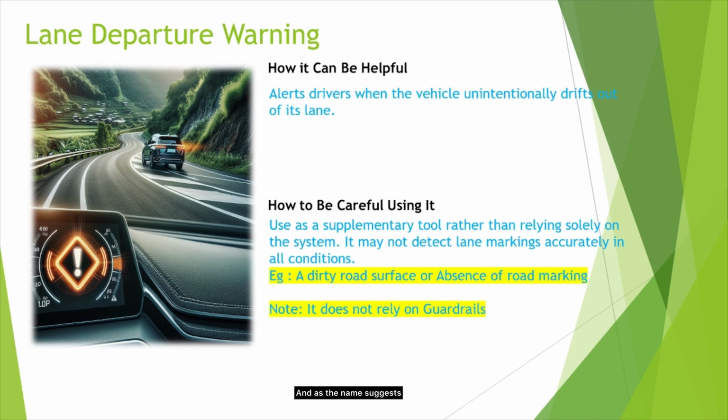Let's move on to the next one, and this is the lane departure warning system. As the name suggests, these systems alert drivers when the vehicle unintentionally drifts out of its lane. Okay, as you can see in the picture here, this gives you an alert. And how to be careful? Use this only as a supplementary tool, and you should not completely rely on the system. It may not detect lane markings in all conditions. For example, with a dirty road surface or absence of road markings itself, it will not work effectively.